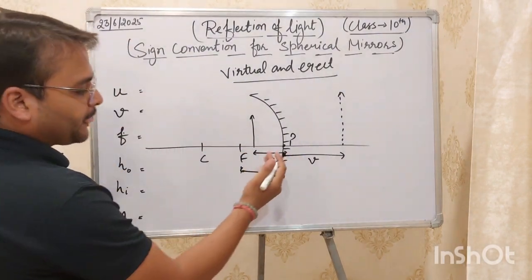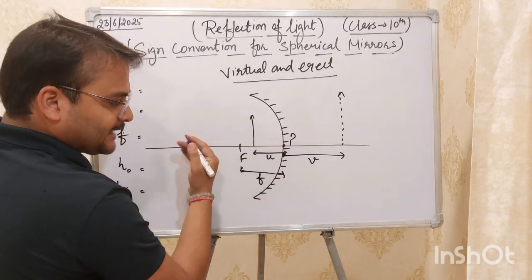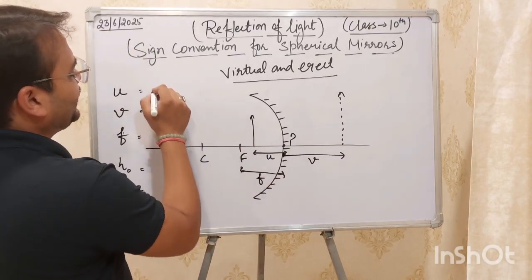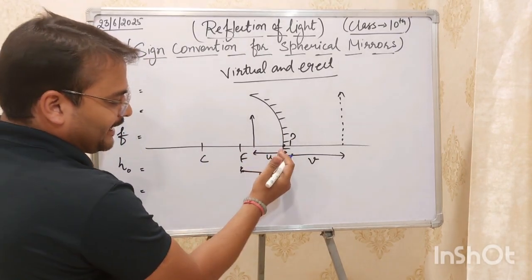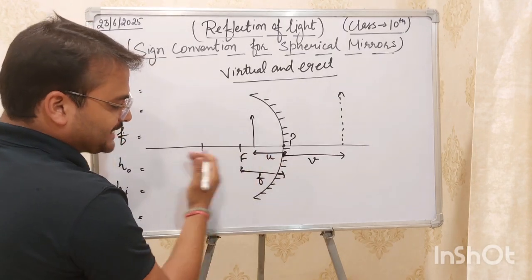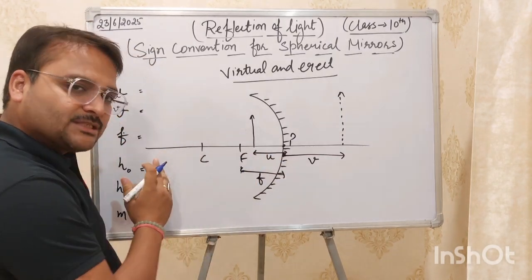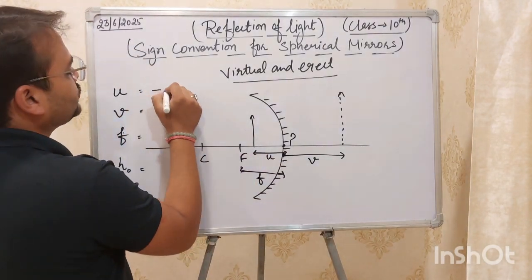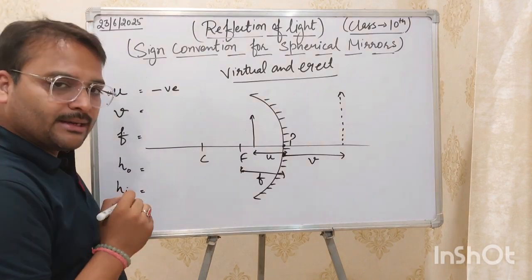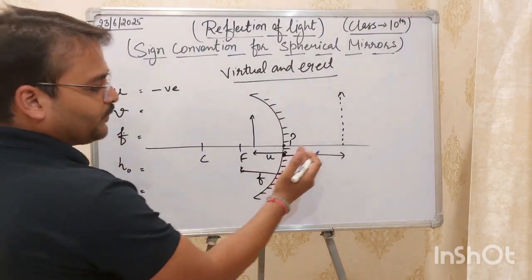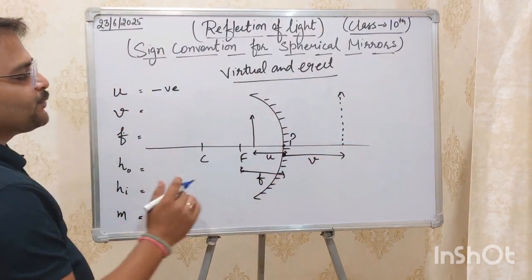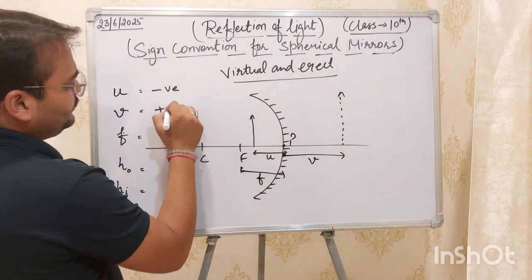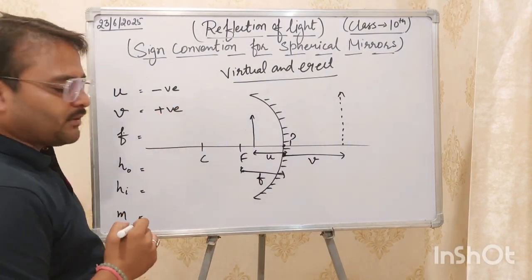Here, about U: U is on the left-hand side. So all the left-hand side things we consider negative, like U, F, and also the center of curvature. All these we will consider as negative terms. So U is a negative value in the numericals. V is on the right-hand side, so right-hand side things we consider positive.